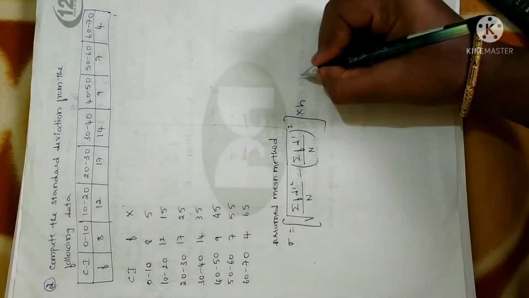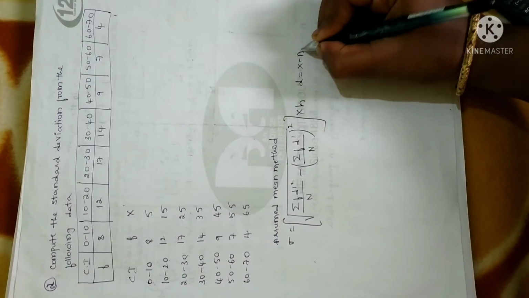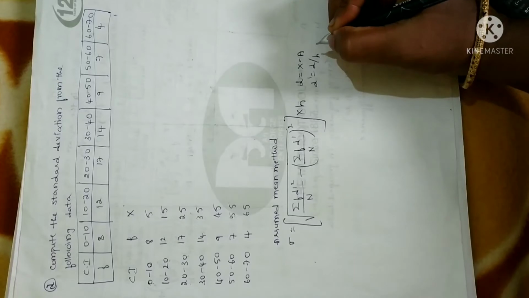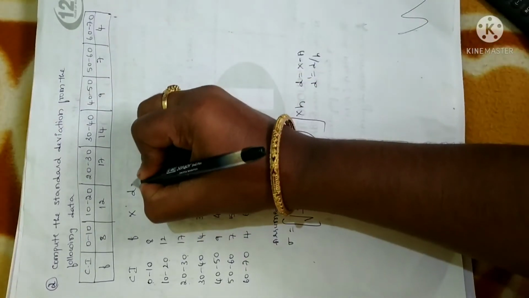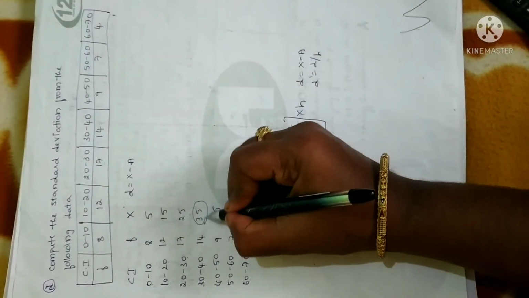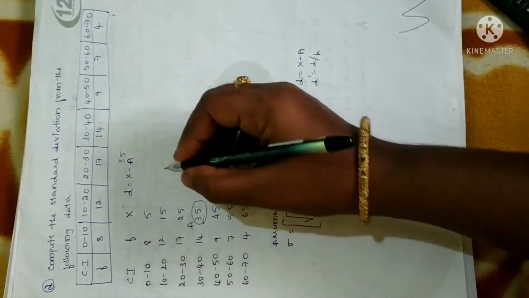So I need the d value. I already told you d will be calculated by using the formula d is equal to x minus a, and further d dash is equal to d divided by h, right? So let me calculate d. d is equal to x minus a. Now I have to assume the mean, so the assumed mean will be 35. Let me take a value as 35 and you keep on subtracting.